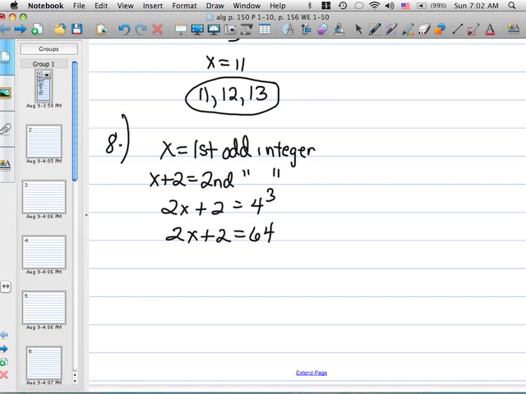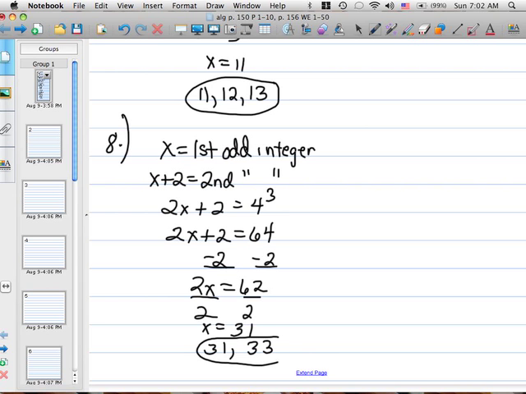So solving for x, subtract the 2 from both sides and do addition first. We get 2x equals 62, divide by 2, and we get x equals 31. And they said find 2 consecutive integers, so it'd be odd, be 31, add 2, and 33. And if I add them together, I get 64.